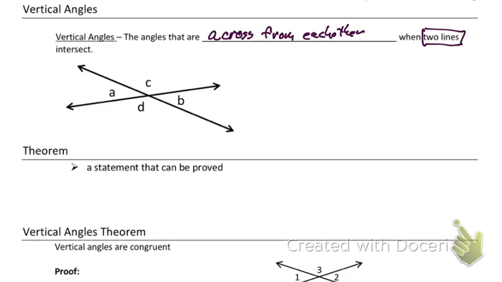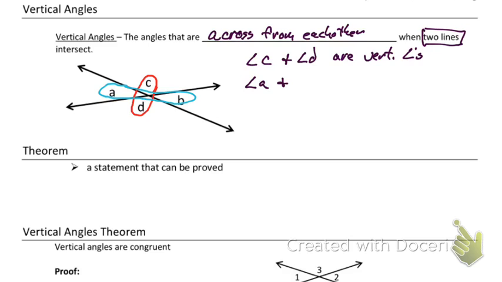Well, the first set of vertical angles I'm looking at are angles that are straight across. So that would be C and D. So angle C and angle D are vertical angles. A and B are also vertical angles. They're straight across from each other. You can draw a straight line and it would connect them. So A and angle B are vertical angles.